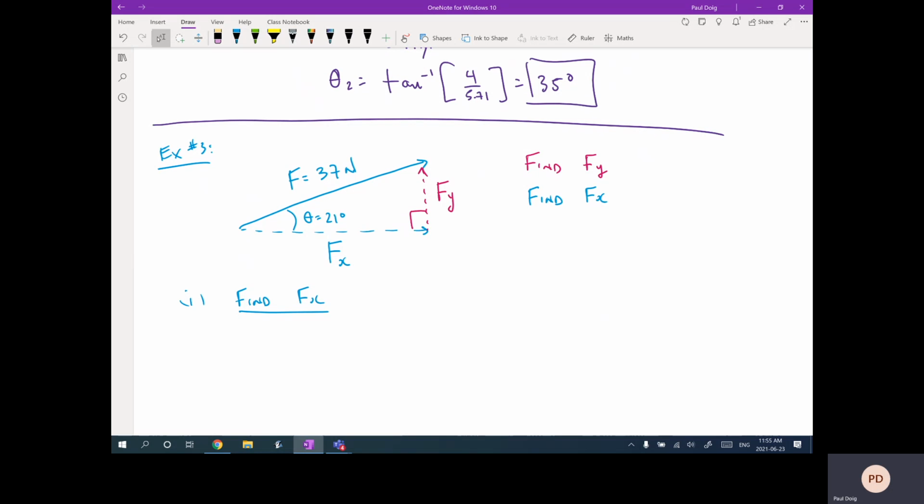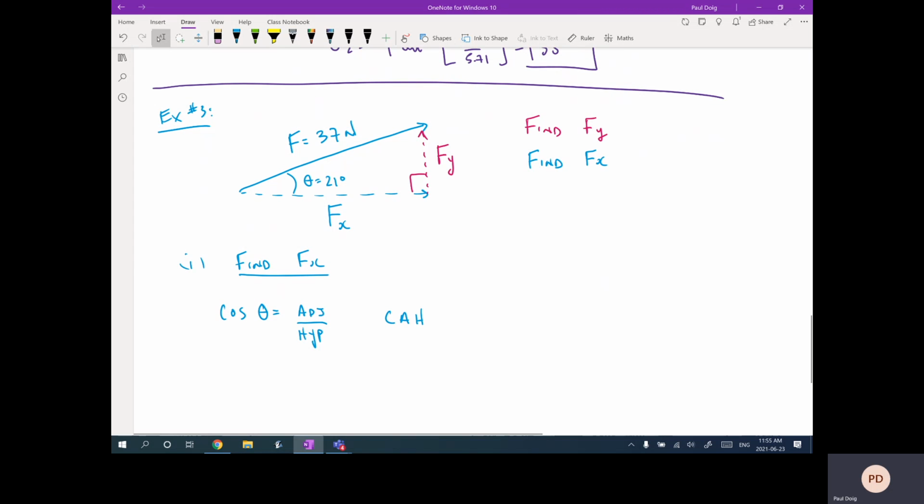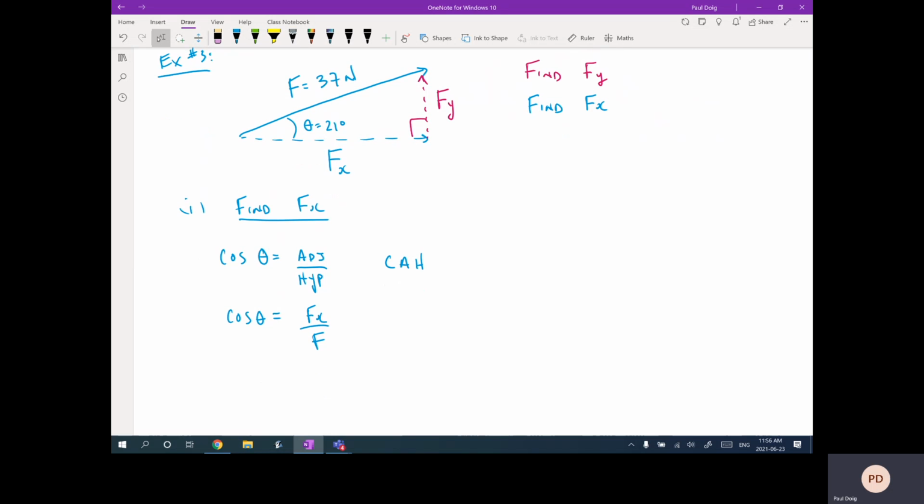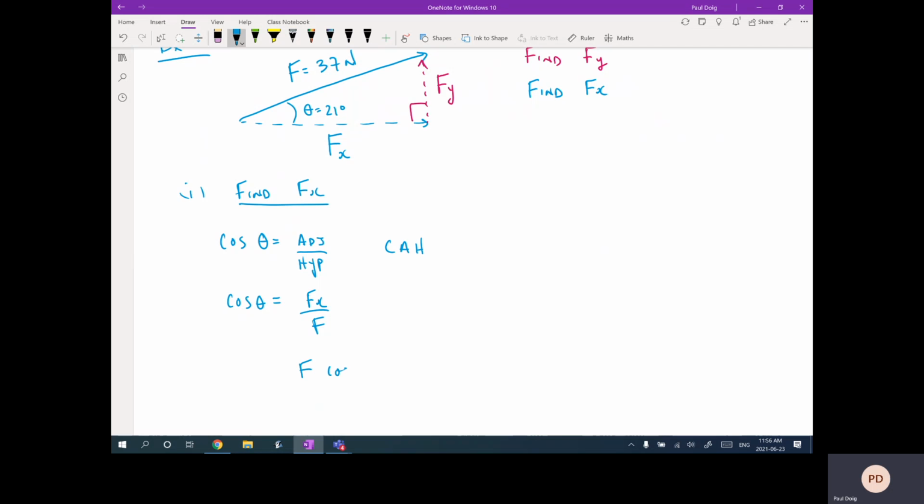So if I know that, I can say that cosine of an angle basically equals the adjacent side over the hypotenuse, correct? That's the CA that we learned in grade 10. So what I can say is that the cosine of this angle theta, which is 21 degrees, is going to equal f of x over the long hypotenuse, simply labeled as f. Okay, we'll find f of x. Rearrange that, take that f off the bottom, chuck it up top, so I can say that f times cosine of theta is going to equal f of x.